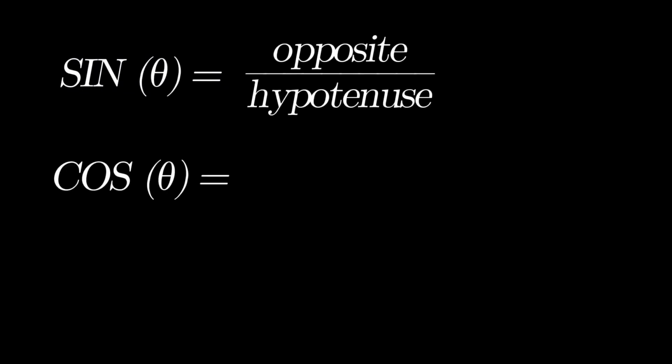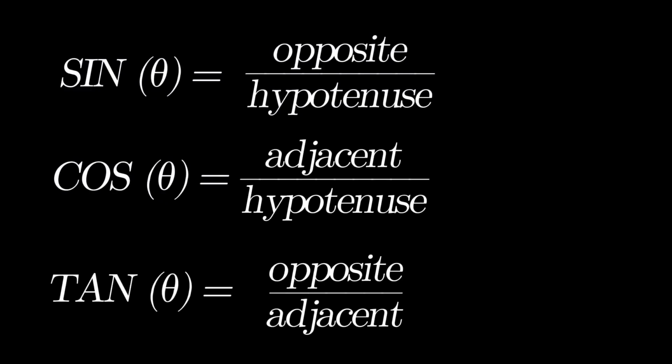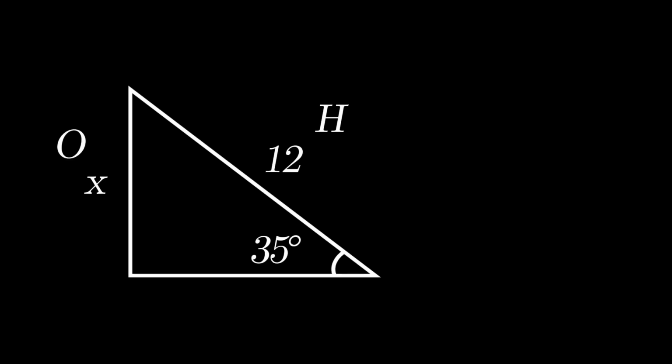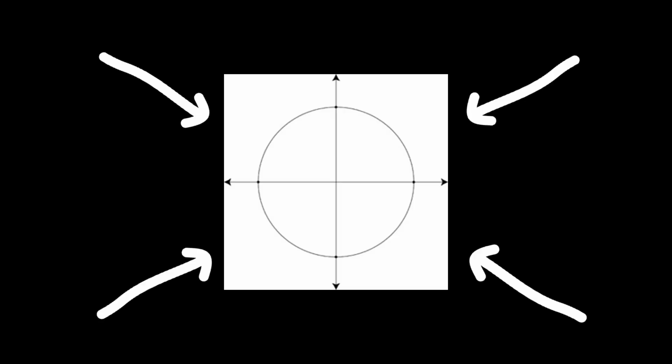The sin function tells us the ratio between the opposite and the hypotenuse. The cos function tells us the ratio between adjacent and the hypotenuse, and the tan function tells us the ratio between opposite and the adjacent. Imagine a triangle with these values. By using the sin function and then calculating it as an equation, we can then find the value for x, which equals 6.88.